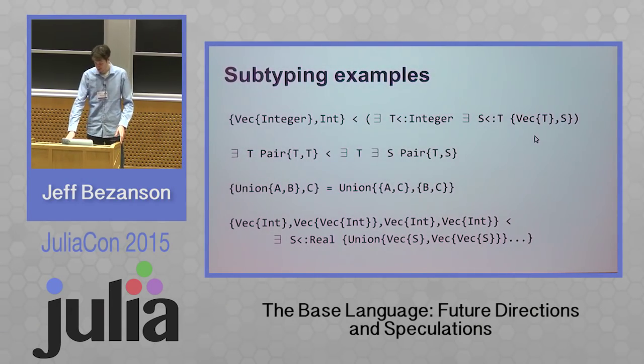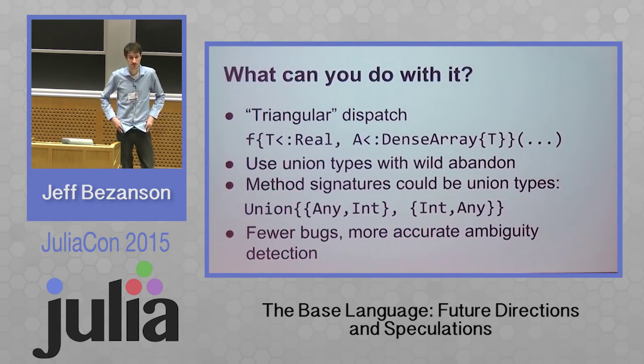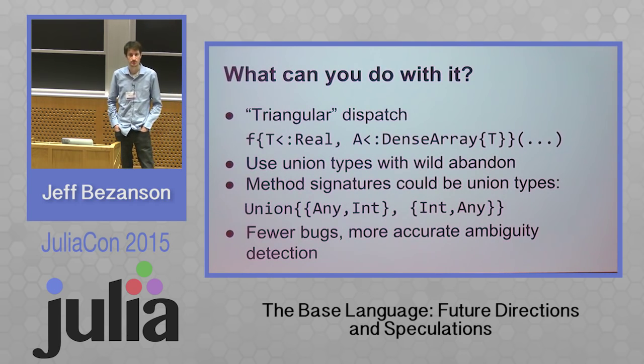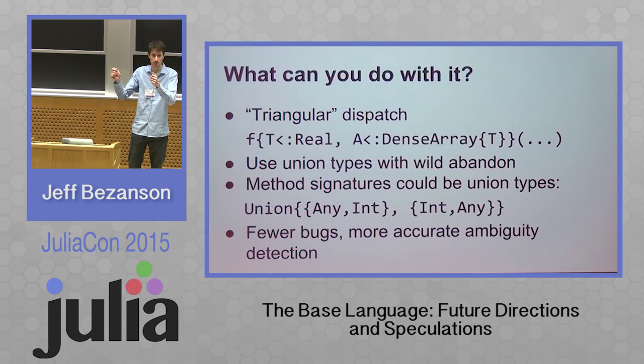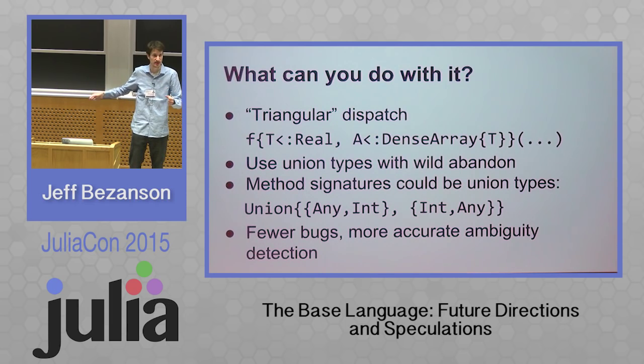But what does this mean for you? What will you be able to do when this lands? So here are some features that we think we'll get out of this. A little bit more flexible dispatch. You might have heard of the so-called diagonal dispatch, where if you have a method parameter t, and t occurs twice, the two t's always have to be the same. So you get kind of a diagonal of a dispatch matrix.